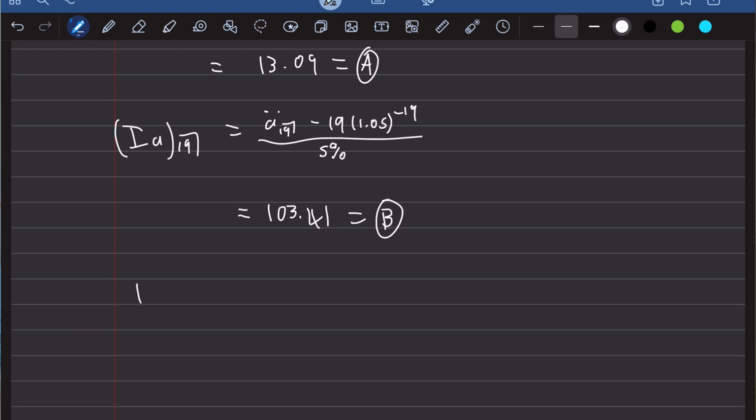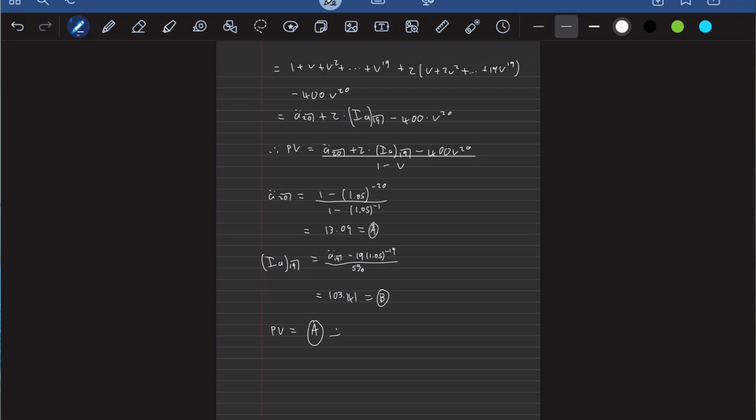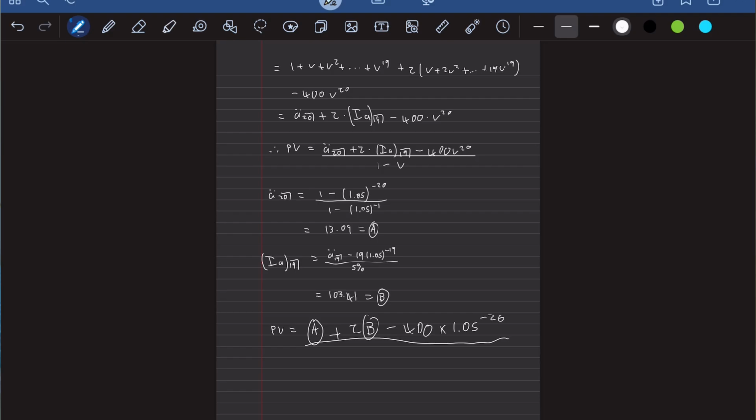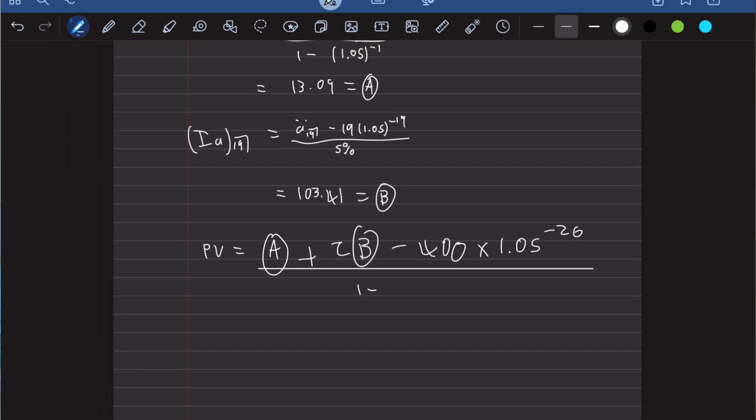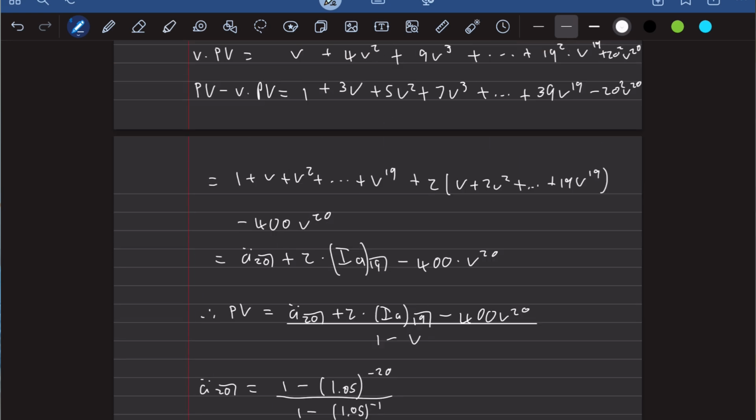So now to work out the present value, it's going to be A plus 2B minus 400 times 1.05 to the negative 20, all divided by 1 minus 1.05 to the negative 1. And this should give you 1,452.259126. The reason I'm writing the decimals is because we're probably going to use this answer for part B. Okay, so that's part A. So now let's have a look at part B.